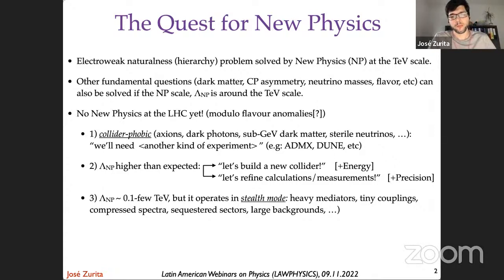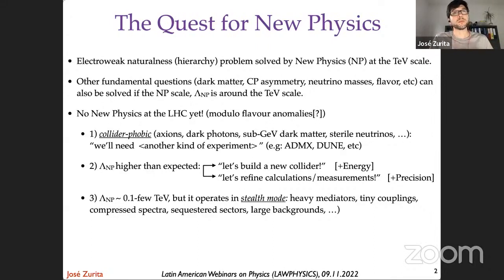Or the third option, which is the one I'm going to focus on mostly today, is that the new physics is there. It's not that it hates us, but it kind of doesn't like us. It's playing hard to get. And this is when it works in stealth mode. So it's there, but there are some limitations of the LHC that don't allow us to directly see it as we would have expected. And this can be as low as something like, let's say, 100 GeV to 1 TeV.